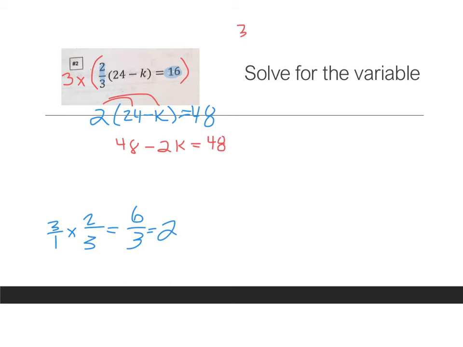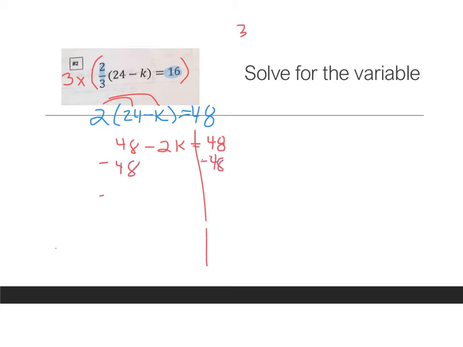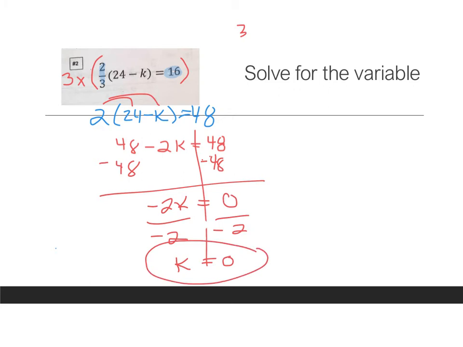Okay, and now I just have a two-step problem that I definitely know how to solve. So I'm going to solve like we normally do. Okay, so I'm going to start with subtracting 48 from both sides. Okay, I'm left with just negative 2k over here equals, and then I get 0 on this side. Okay, well, I'm going to keep solving, so I'm going to divide this side by negative 2, divide this side by negative 2, and I end up just getting k equals 0, because 0 divided by negative 2 is 0.